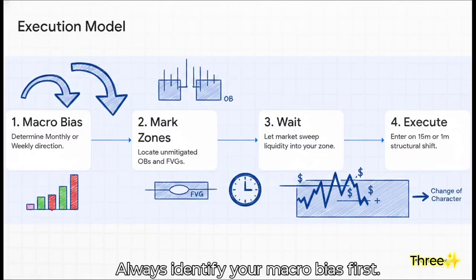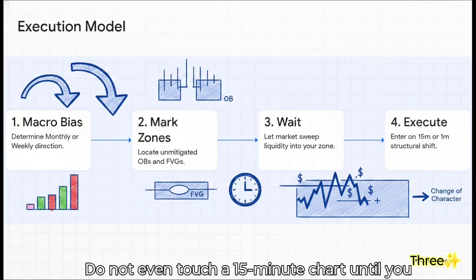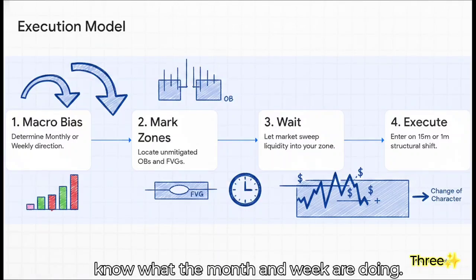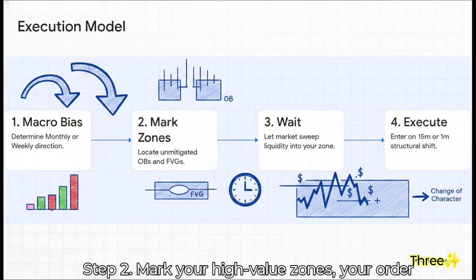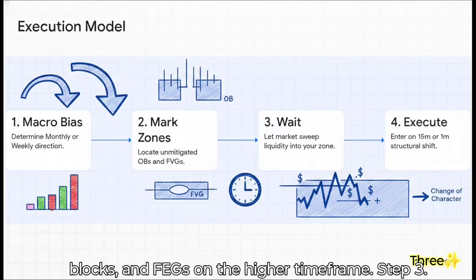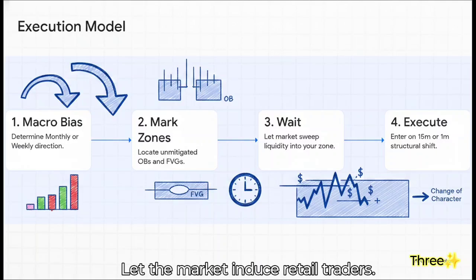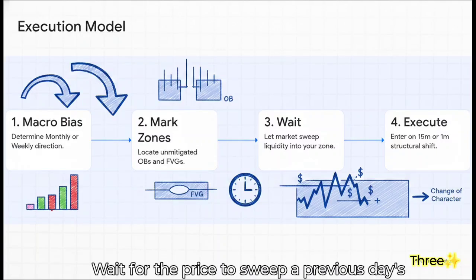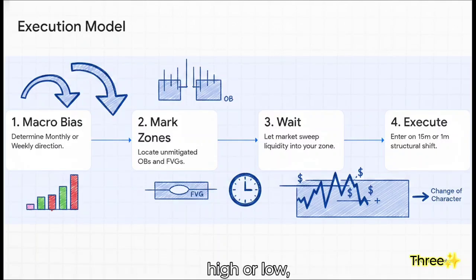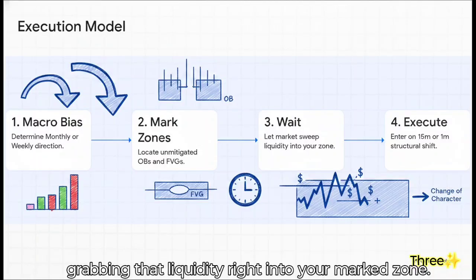Step 1. Always identify your macro bias first. Do not even touch a 15-minute chart until you know what the month and week are doing. Step 2. Mark your high-value zones, your order blocks and FVGs on the higher time frame. Step 3. Sit on your hands and wait. Let the market induce retail traders. Wait for the price to sweep a previous day's high or low, grabbing that liquidity right into your marked zone.